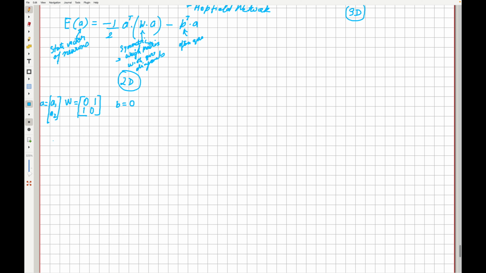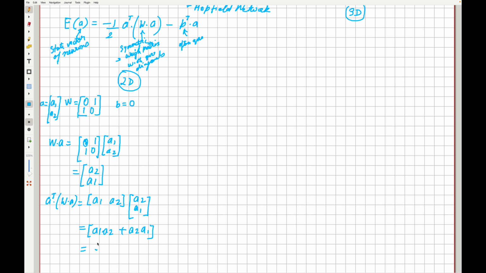First we calculate W dot A: the matrix 0 1 1 0 times A1 A2 gives us A2 in the first row and A1 in the second. Next, we take A transpose, A1 A2 horizontal, and dot that with the above output, A2 A1 vertical. Performing the dot product, we get A1 A2 plus A2 A1, which is essentially 2 times A1 A2.